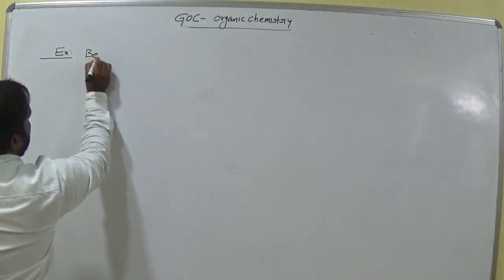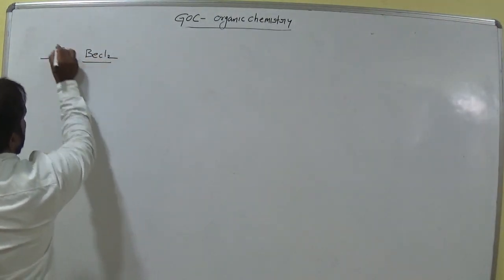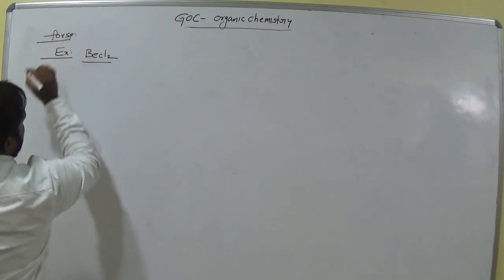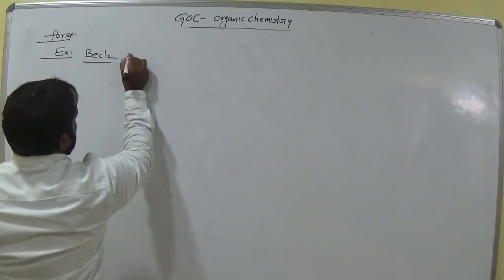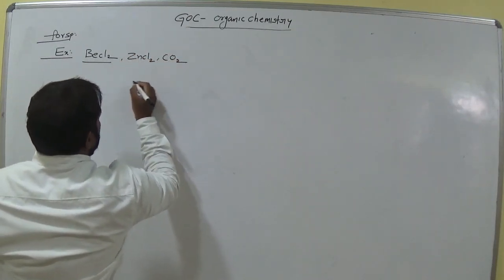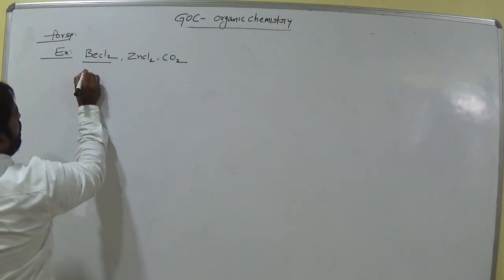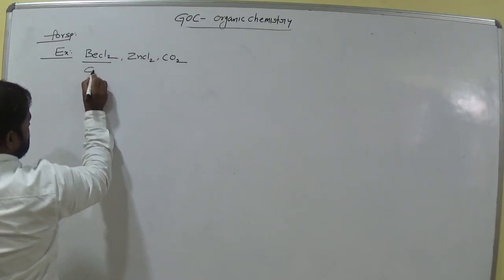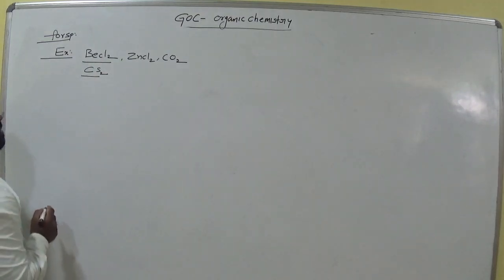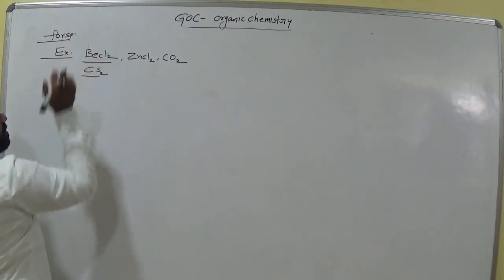For sp hybridization, some examples: beryllium chloride, ZnCl2, CO2, carbon disulfide. These are examples for sp hybridization.